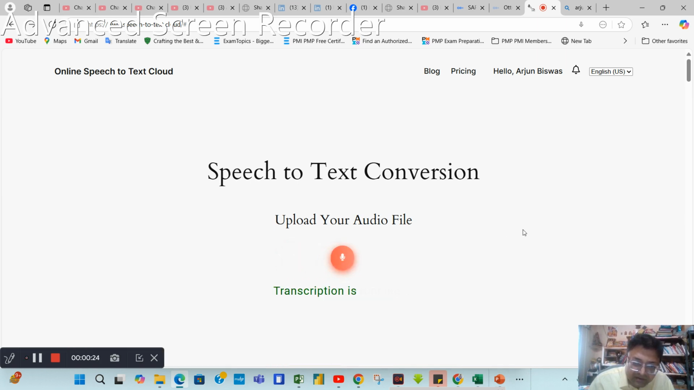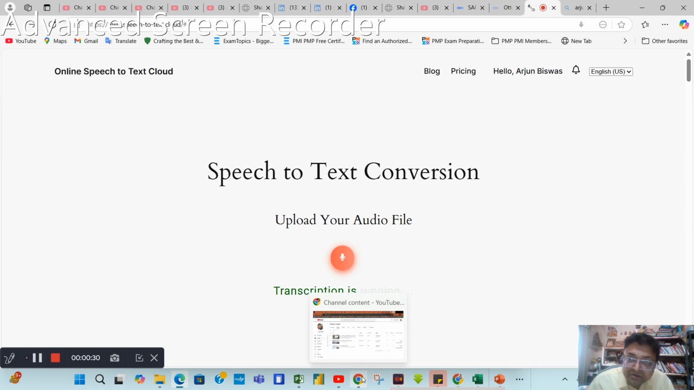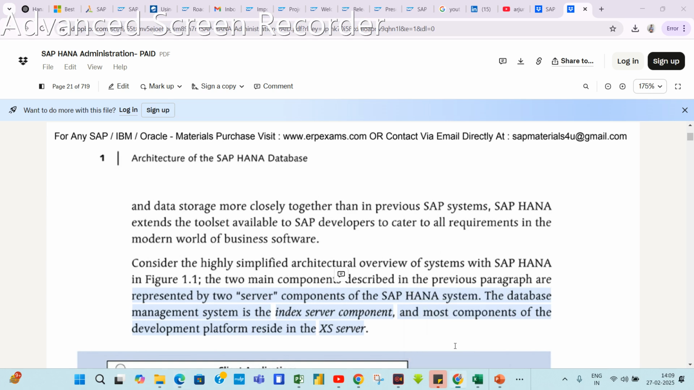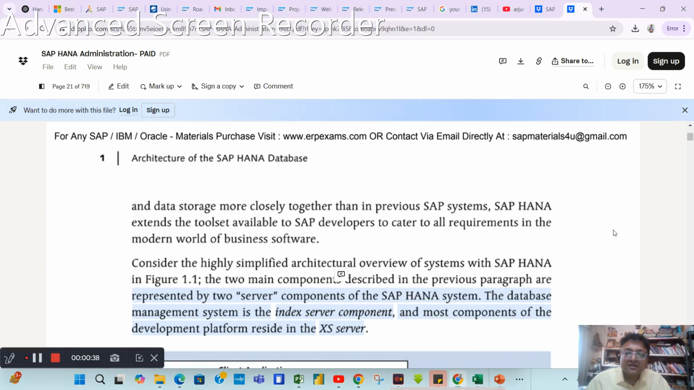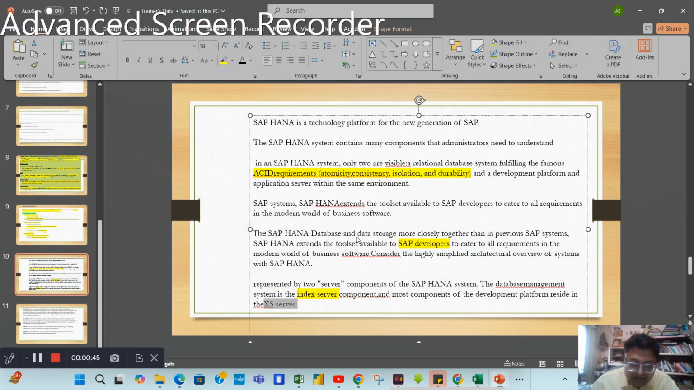So let us now move into the SAP discussion which we were doing on HANA. The only thing is all these different books are in different places. Okay, so up to here should be clear, right? This follows the ACID principle: atomicity, consistency, isolation and durability are followed by HANA.